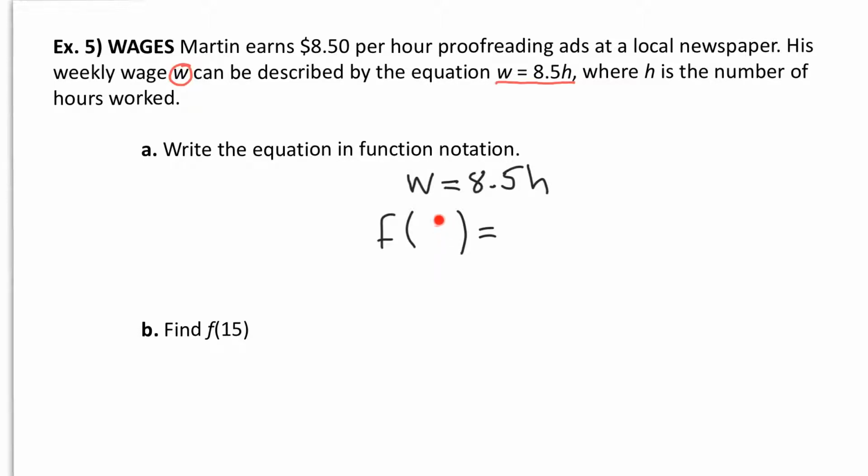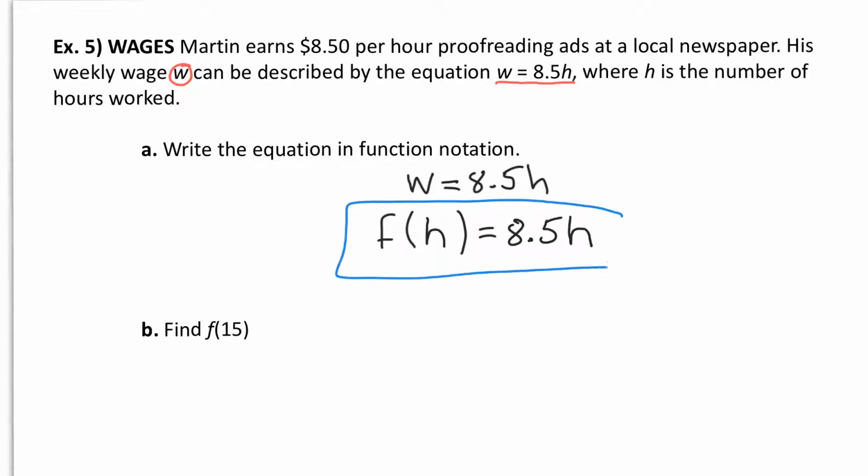And I'm not going to use X here because if you notice, I'm multiplying this amount, 8.5 times hours, H. So your H will be your input, the number of hours that person, Martin, is going to work per week. So I'm going to put an H right here. So f of h equals 8.5 times h. This is your function notation for his weekly wage. F of h equals 8.5h.